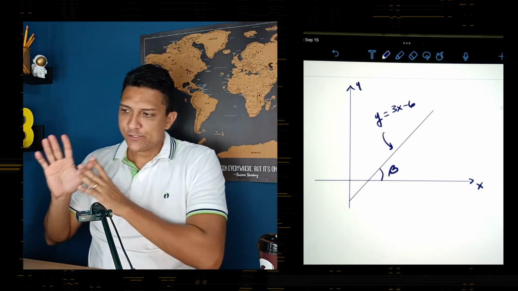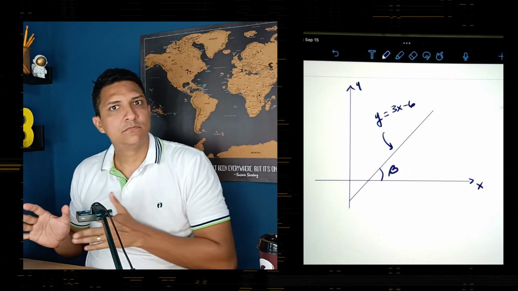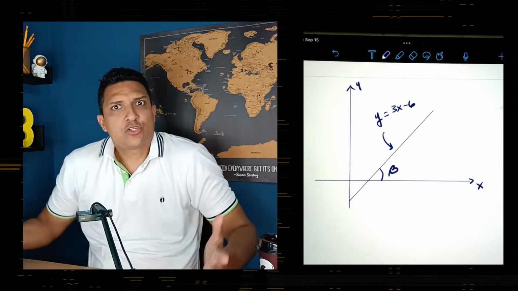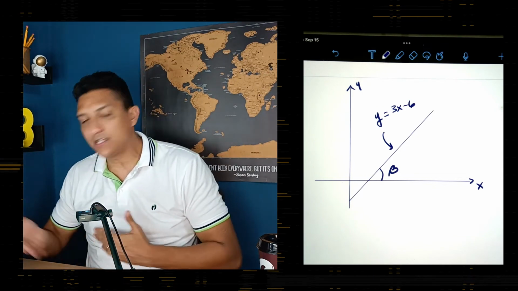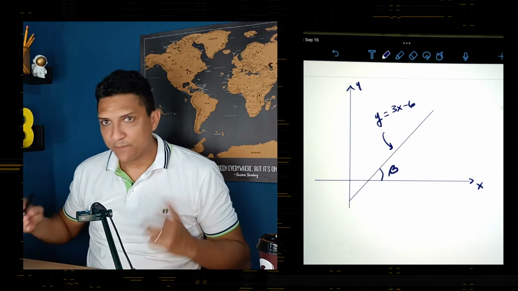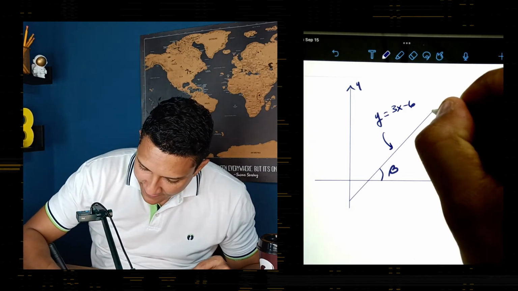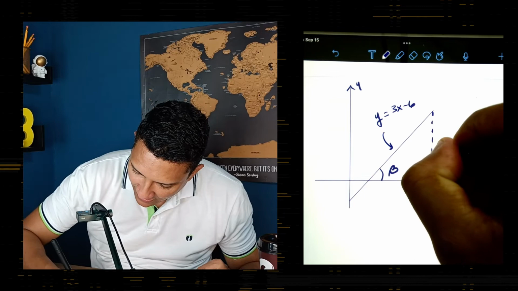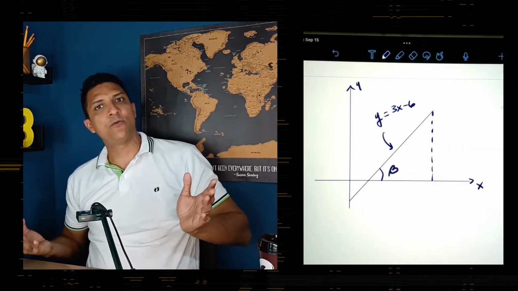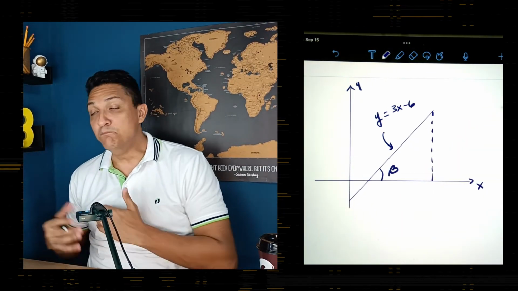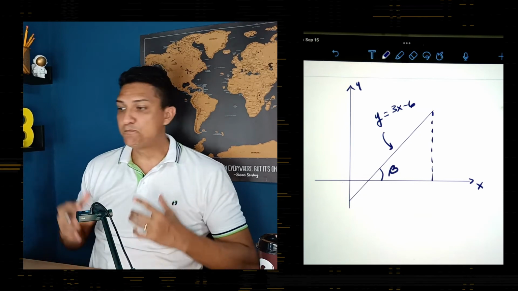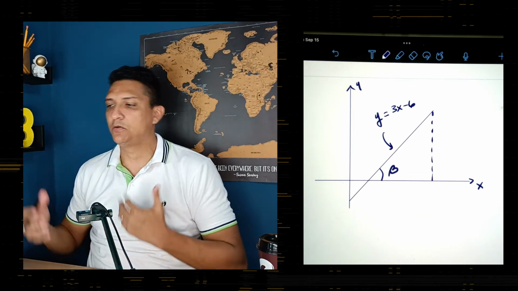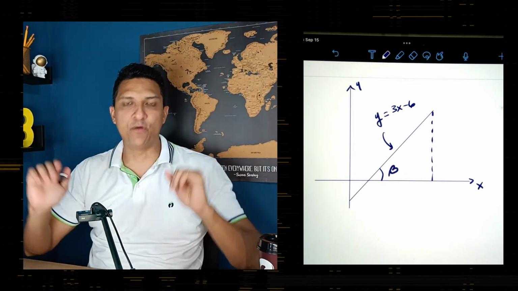Here the difficulty is that we actually do not have a triangle. We have just a line. But we can make extensions and create a triangle. Now, we do not have the measures of the sides. How do we work with this? Well, we're going to use the slope of the line.